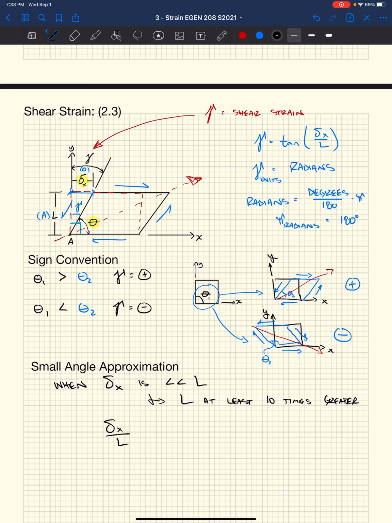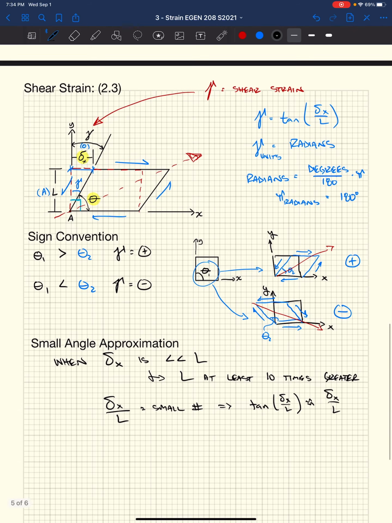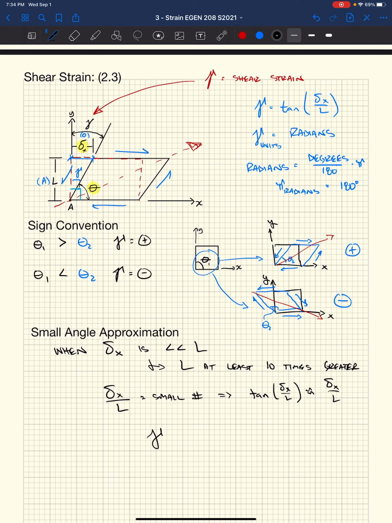We essentially get delta x over L is a small number. If that's a small number, the tangent of delta x over L is approximately equal to delta x over L. Well, if that's the case, based on our definition of shear strain with gamma, we now say that gamma is essentially delta x over L.